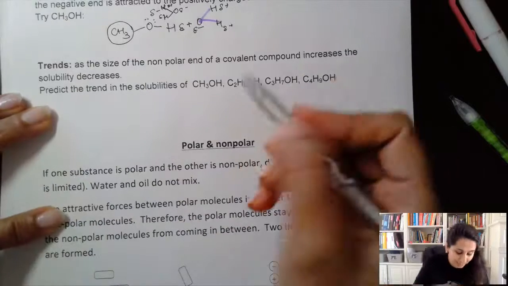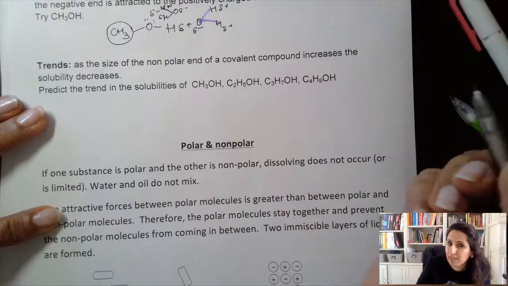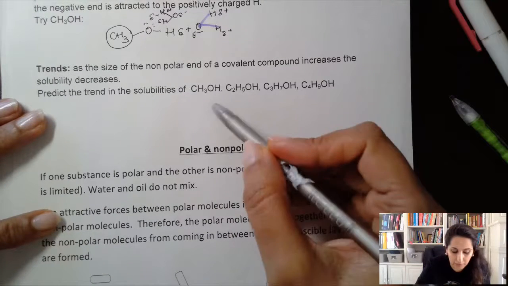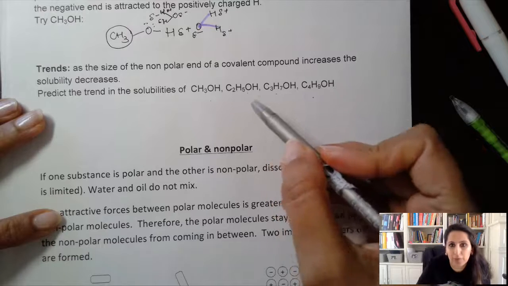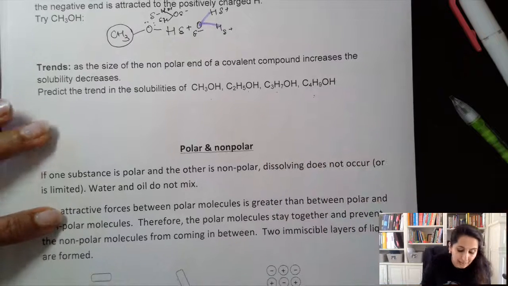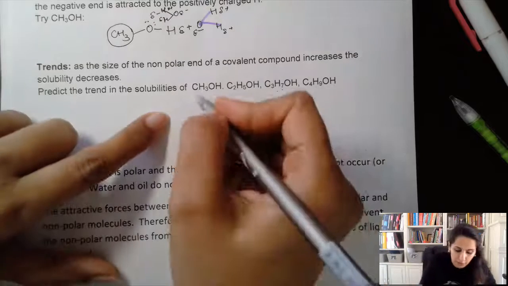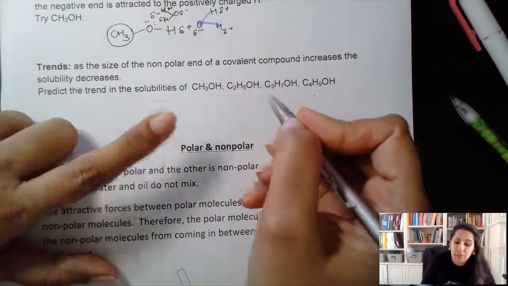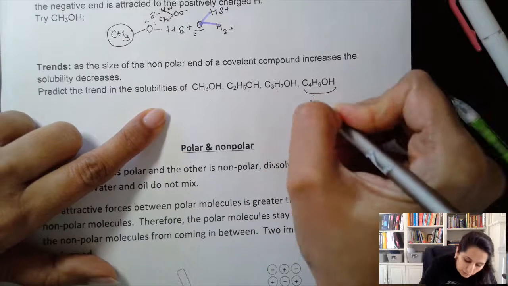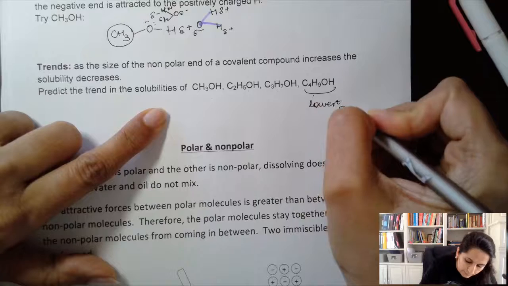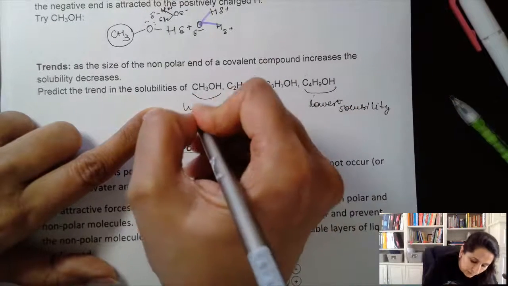Okay, how do we predict the solubilities of these different compounds? So you don't need to know the names. Again, this is something you would learn in grade 12. So you've got methanol, ethanol, propanol and butanol. So you've got 1 carbon, 2 carbons, 3 carbons and 4 carbons. As the size of the non-polar end increases, so as this chain gets larger and larger, solubility decreases. Okay, so this would have the lowest solubility and this would have the highest solubility.